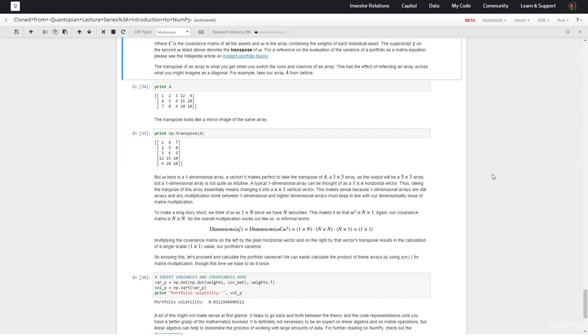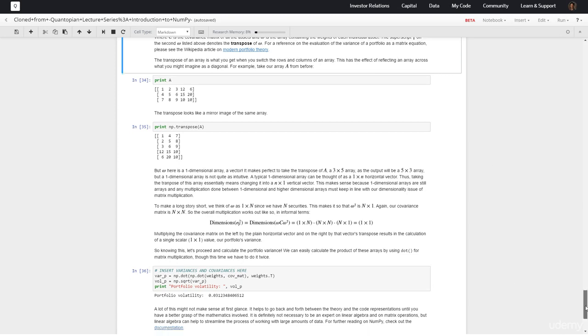But weight here is a one-dimensional array, a vector. It makes perfect sense to take the transpose of a 3 by 5 array, so the output will be a 5 by 3 array. But a one-dimensional array is not quite as intuitive. A typical one-dimensional array can be thought of as a 1 times n horizontal vector. Thus, taking the transpose of this array essentially means changing it to an n times 1 vertical vector. This makes sense because one-dimensional arrays are still arrays, and any multiplication done between 1D and higher dimensional arrays must keep in line with our dimensionality issue of matrix multiplication.